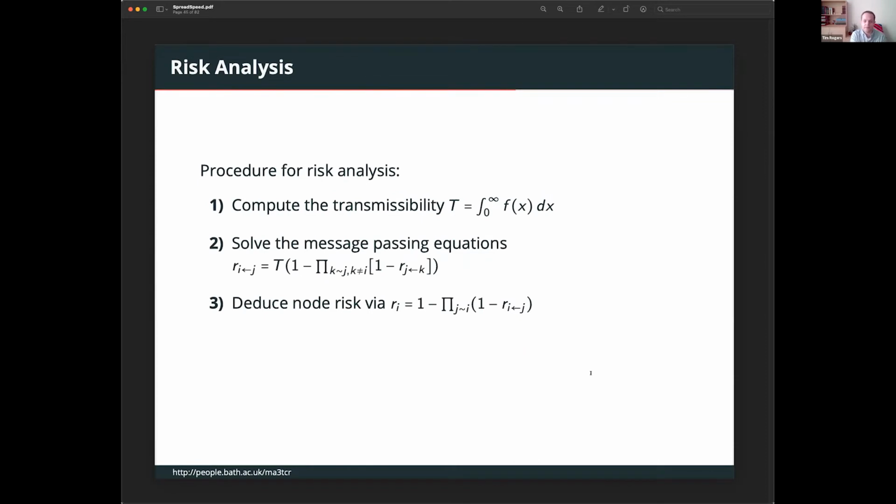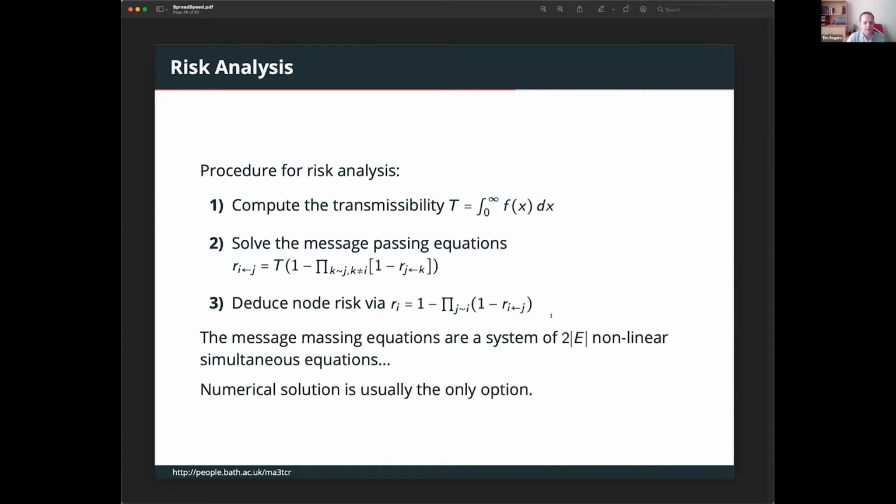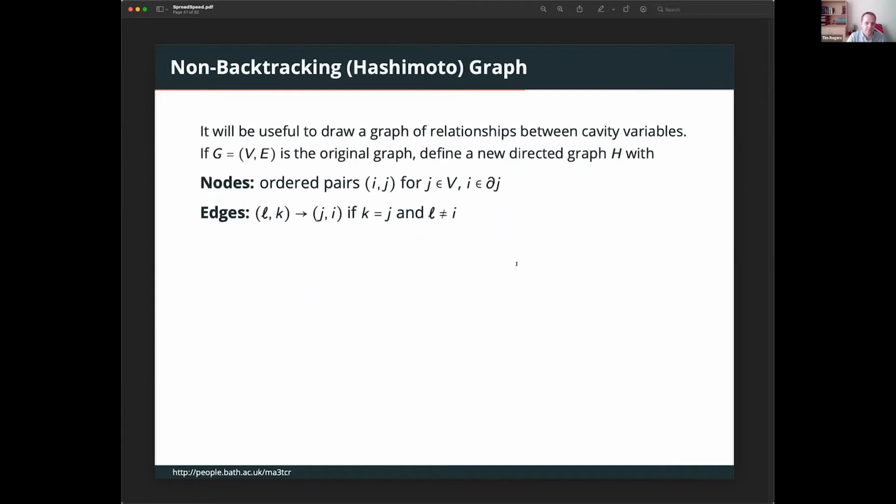So there's a general procedure then we can outline. You've got some disease. Step number 1, you compute the transmissibility by doing this integral. Step number 2, you solve this system of equations. And step number 3, you plug it in here to deduce the node risk. Now, I've said this is easy, but it's not super easy because this step here is a large non-linear system. So pretty much numerical solution is the only option we've got. Luckily, you can just iterate.